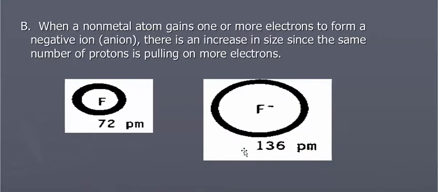Conversely, anions are much larger than their atoms because the same number of protons is pulling on more electrons. Here's the atom, 72 picometers. Here's the ion, 136. All I've done is add one electron to get F-.